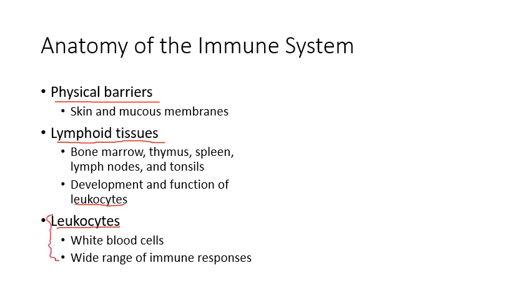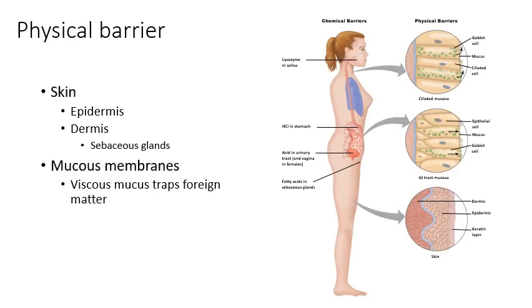All right, so looking at the physical barriers, we've got the skin, right, the epidermis and dermis. Looking here, it's a very thick layer, so this is a good form of a barrier. We also have the mucous membranes. Okay, they are many times ciliated because they produce the mucus.